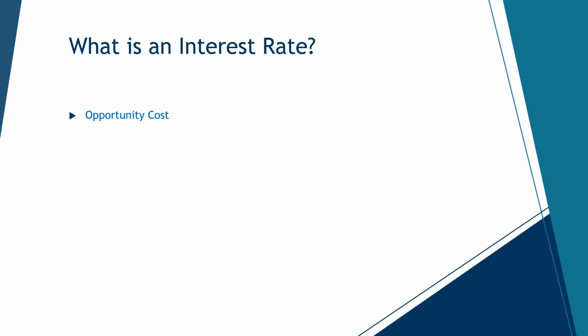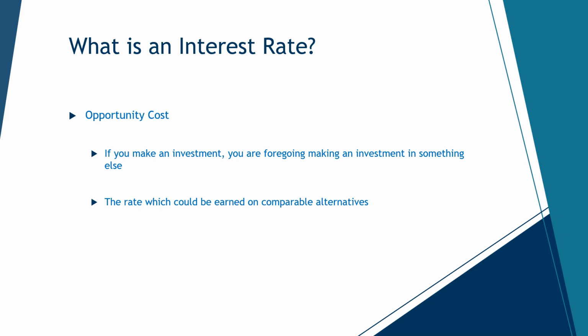So we can also think about an interest rate as an opportunity cost. When we say opportunity cost, we are foregoing some other alternative. And when we think about investment alternatives, we really have to make sure that we are choosing actual comparable alternatives. So we wouldn't say, for example, that a risky real estate investment would be equal to an FDIC insured bank account. We want to think about different alternatives with comparable levels of risk.